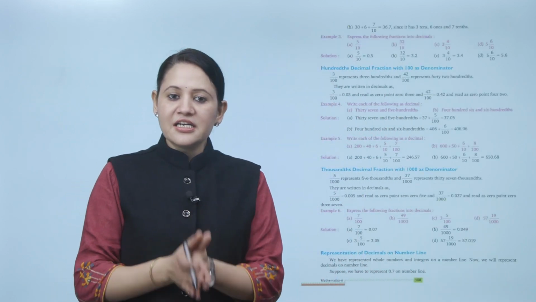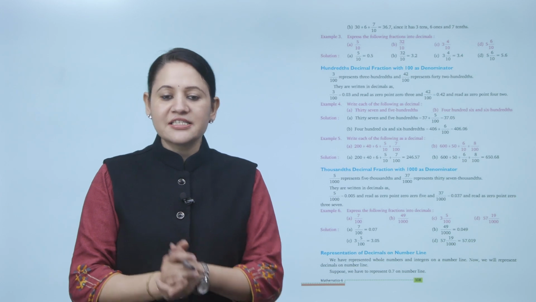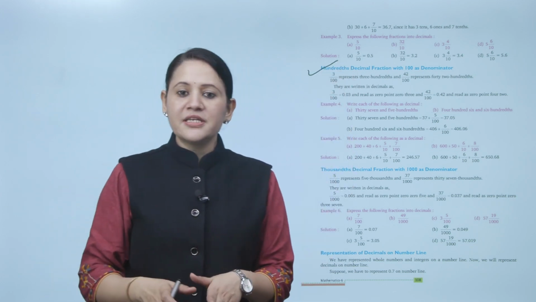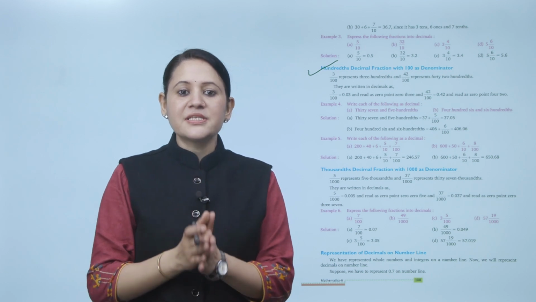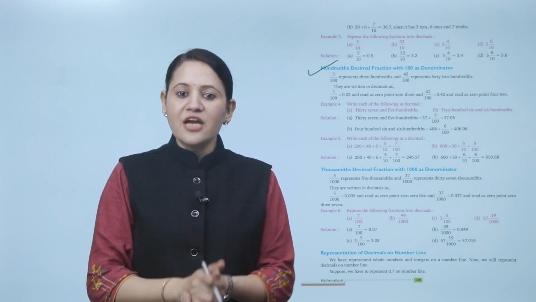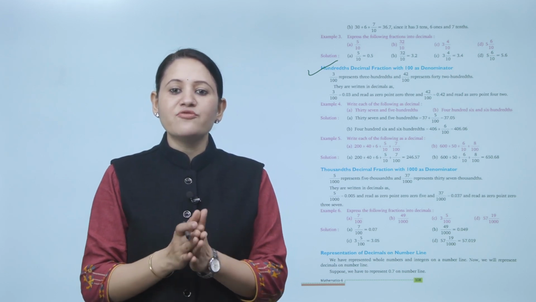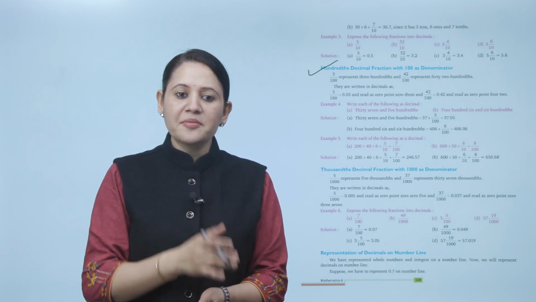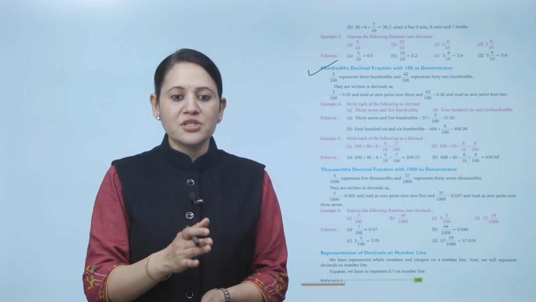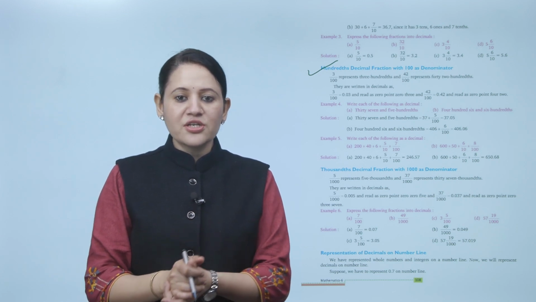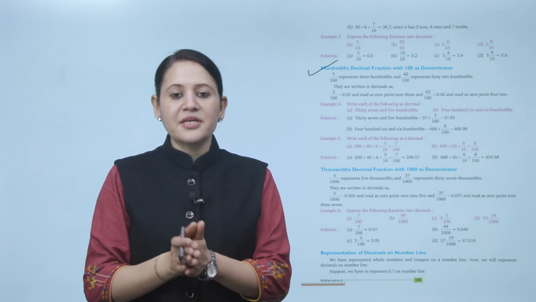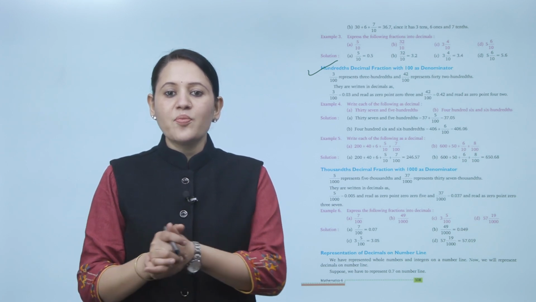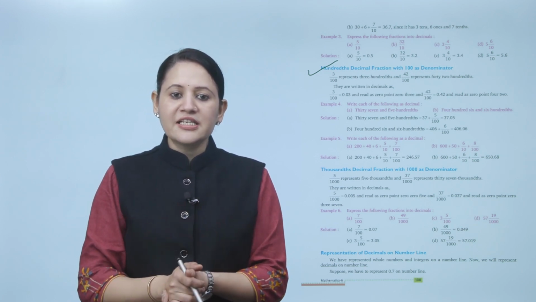Next is decimal fraction with 100 as a denominator. Here the denominator is 100, like 3 upon 100 represents 3 hundredths and 42 upon 100 represents 42 hundredths. They are written in decimal as 3 upon 100 can be written as 0.03 and read as 0.03, and 42 upon 100 can be written as 0.42 and read as 0.42.